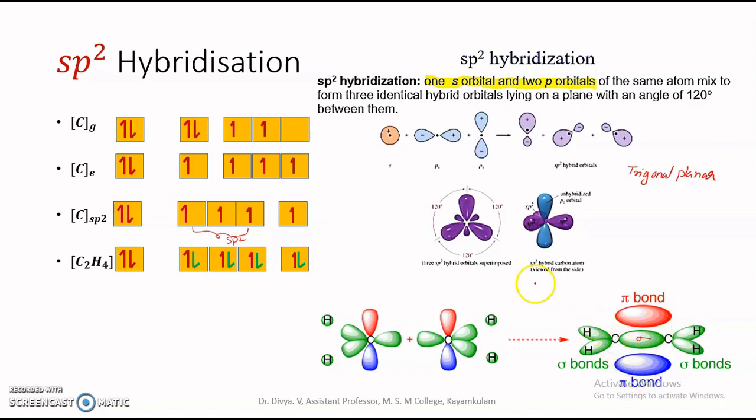Okay, so in the case of ethylene we can draw it like this. A single bond always represents a sigma bond, and a double bond represents one sigma bond and another one should be a pi bond. Okay, so this is the case with the ethylene molecule.